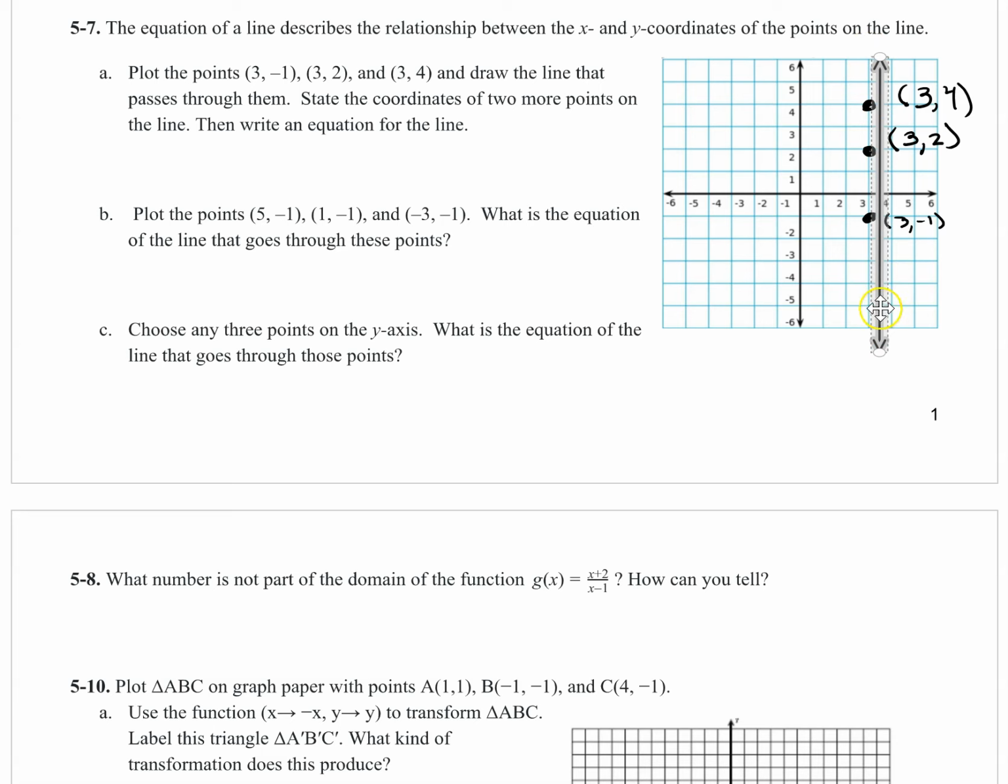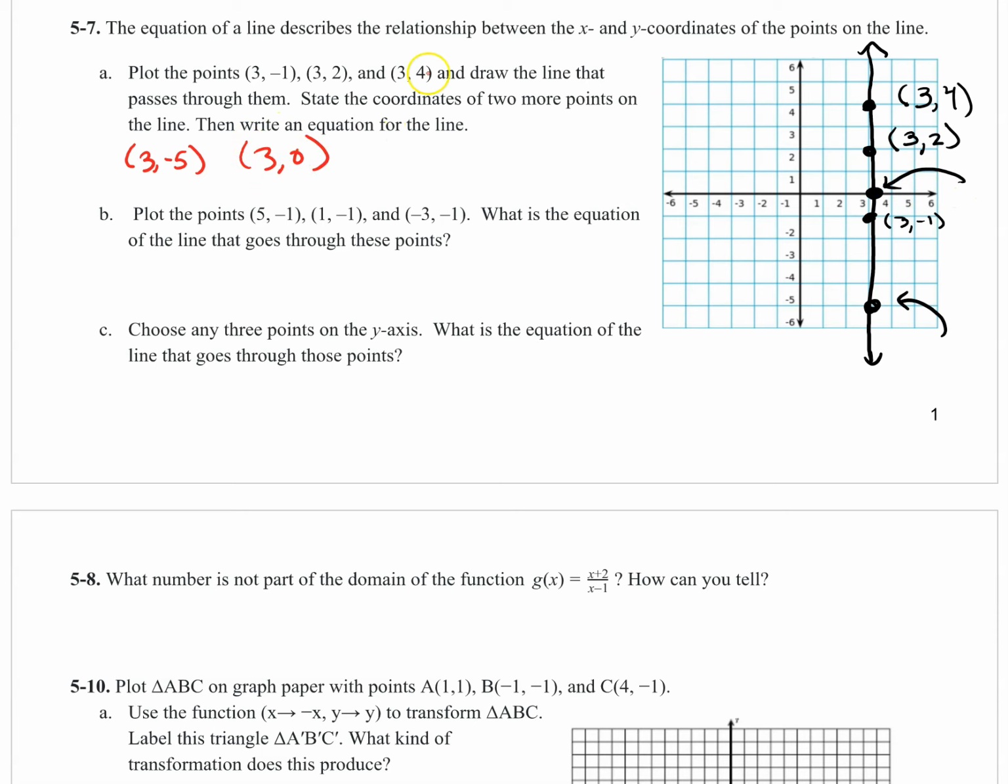Okay, so there's my line that passes through all of those points. That didn't really work out. Okay, so here's a point on the line. That is going to be 3, -5. And then here's another point on the line. That's going to be 3, 0.